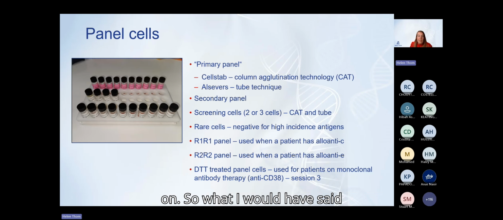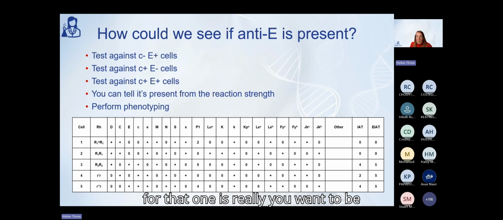What I would have said for that one is that you want to be confirming the presence of it. So you're going to need to test against the top one, which would be your little c neg big E pos cells. Good luck finding those in a normal lab, because the majority of the panel cells you're using are going to be little c pos and big E pos together.